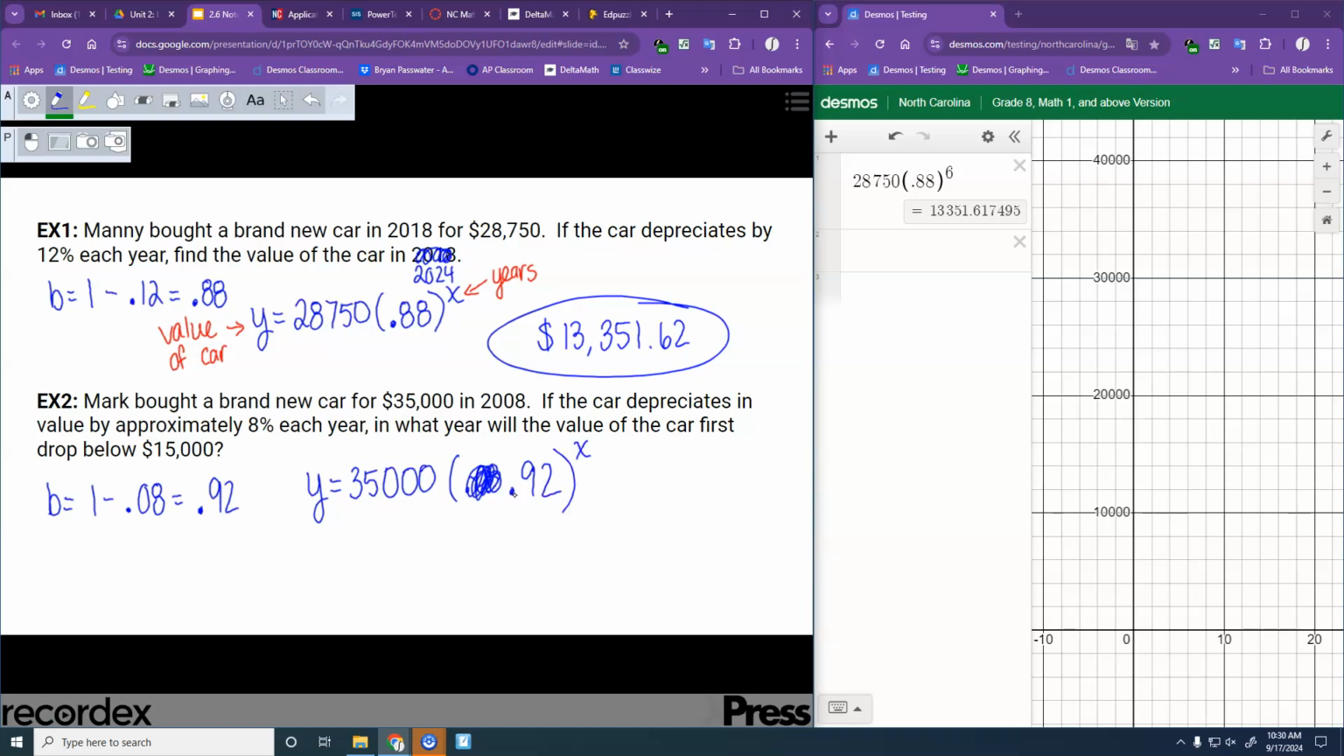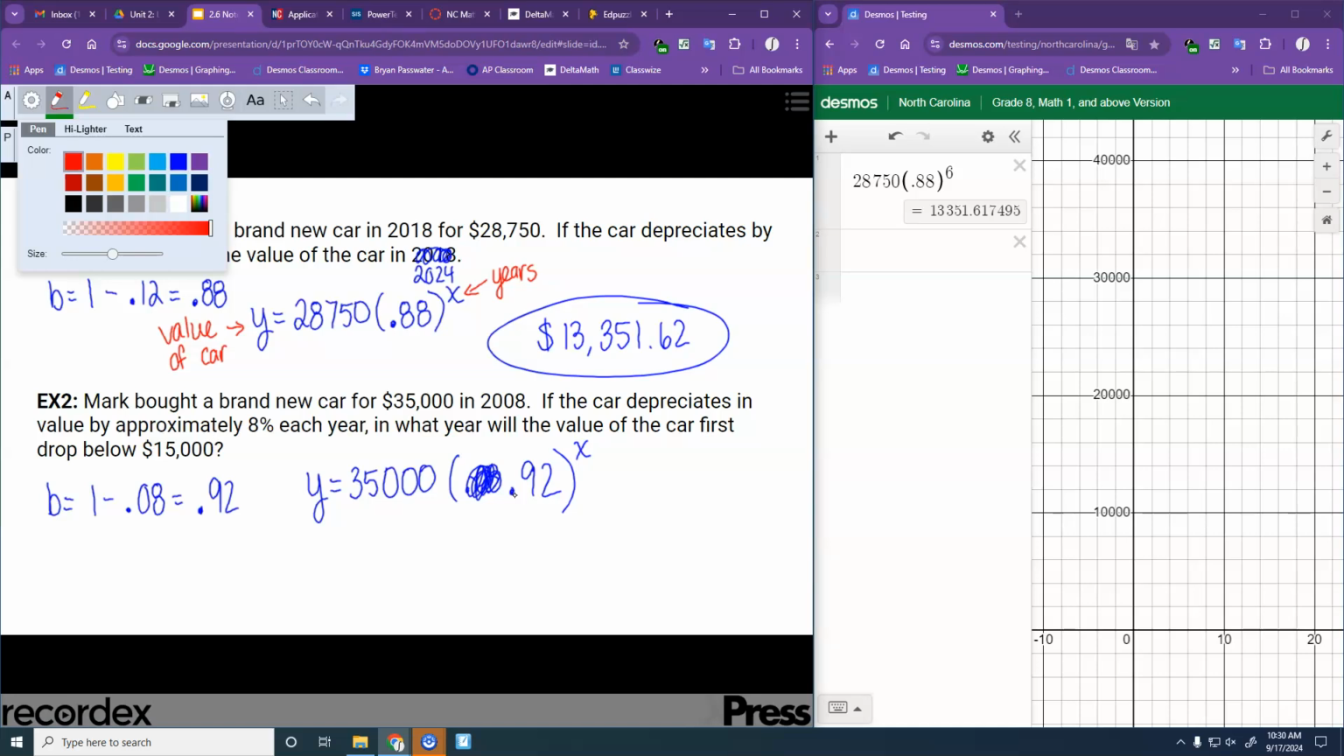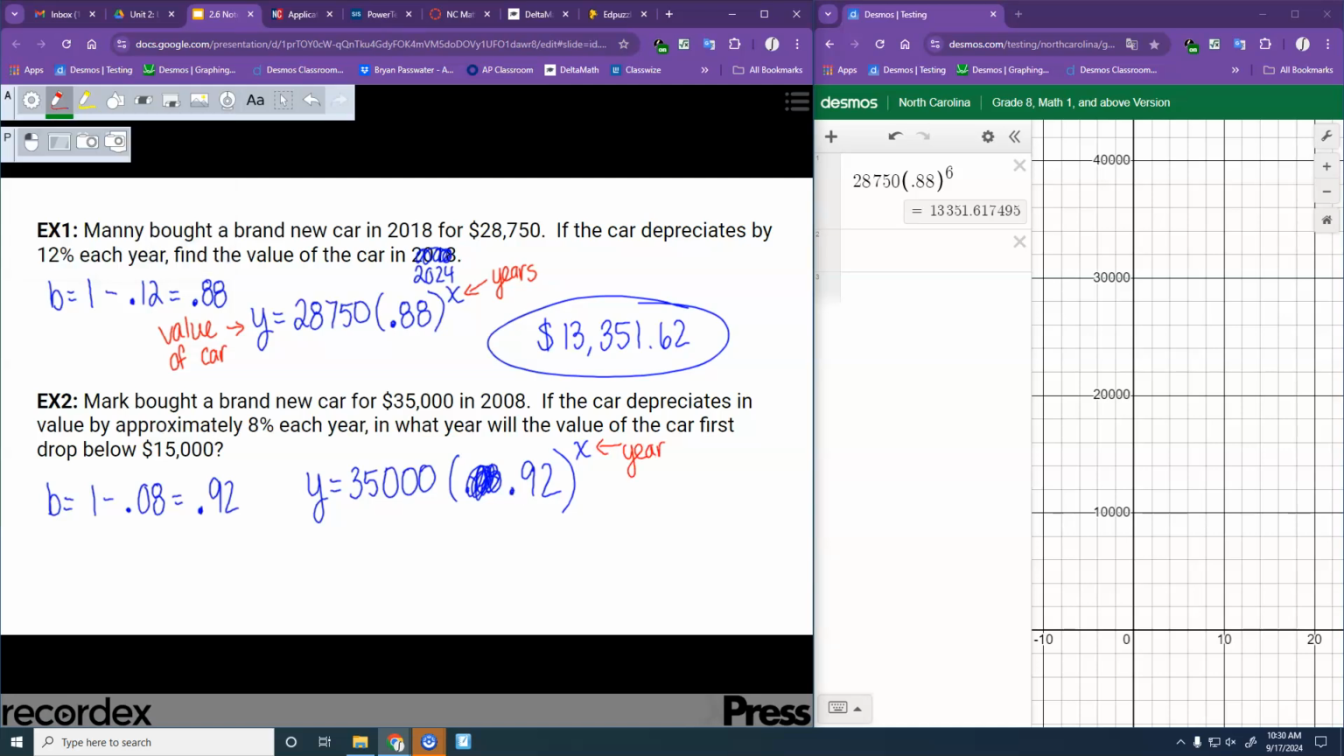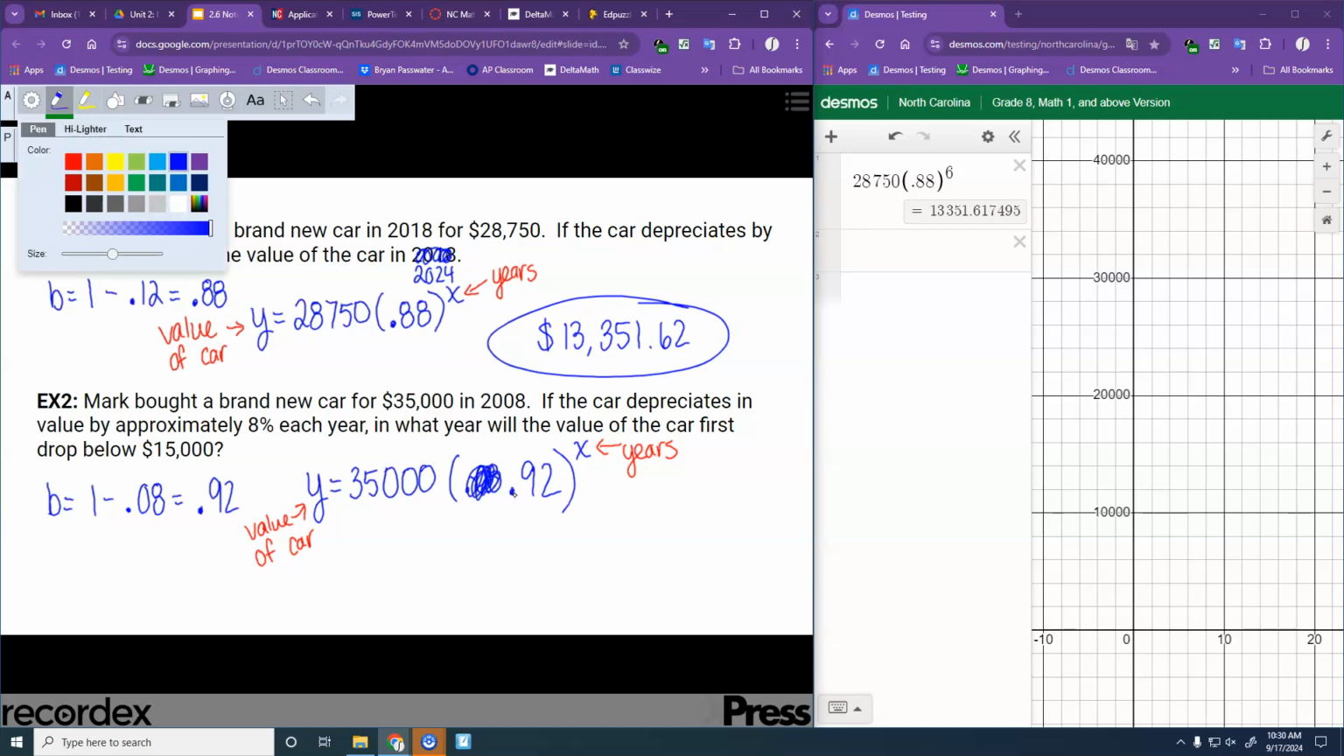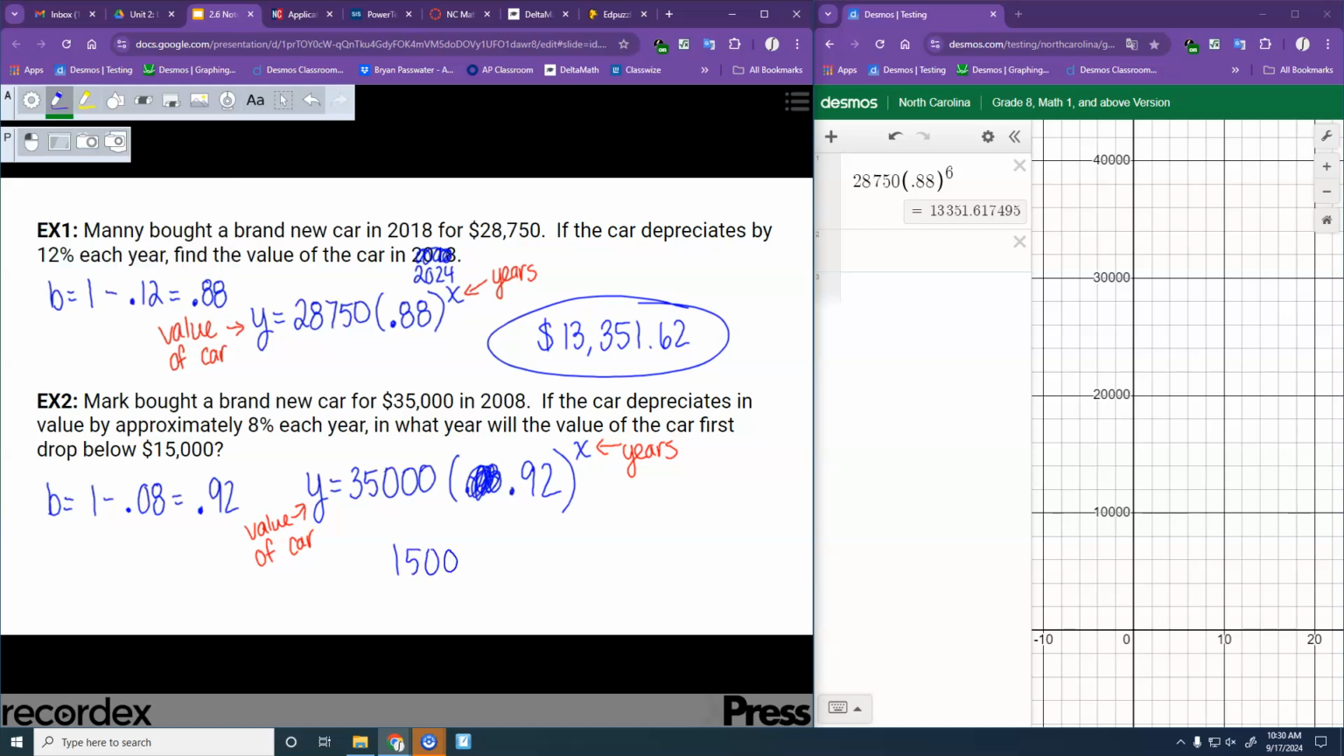Something's wrong. And then we'll have the X power here. And so for this, I like to put this here. X still stands for years here. Y still stands for the value of the car. So when I plug in 15,000, which is what it's asking me about, where does it go? Which variable do I put it in for? The Y, not the X this time. So if I do that, it would look like this: 15,000 equals 35,000 times 0.92 to the X power.